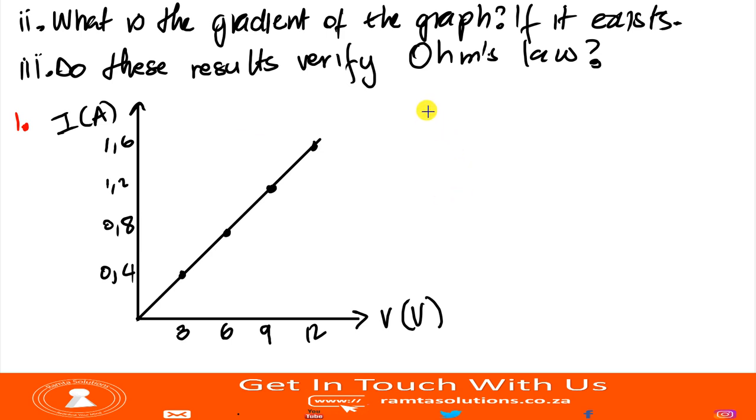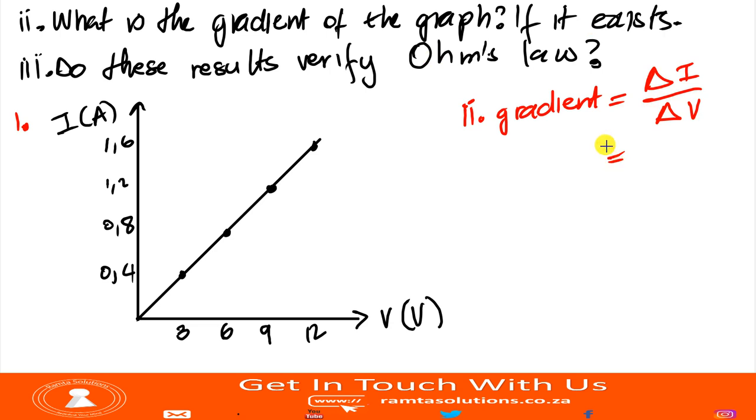So, now, question 2, what is the gradient of the graph? I'm not going to stress much about it. Gradient of the graph is delta I over delta V. This is the definition of gradient that we know from maths. So we take gradient between 2 points. We're going to take this point here and this point here. Even if you take this point and this point, or this point and this point, you will get the same.